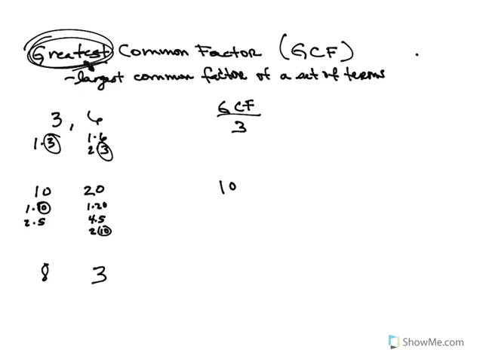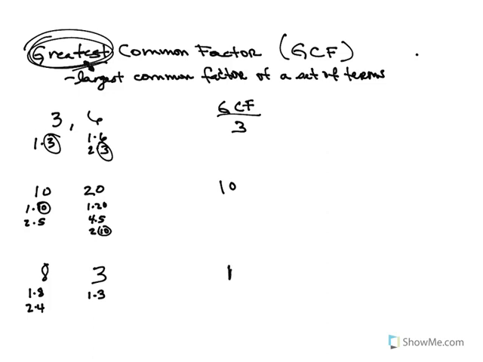Okay. Let's look at 8 and 3. We're looking for the greatest common factor between 8 and 3. So 8 is 1 times 8, 2 times 4. 3 is 1 times 3. When we compare, they don't have anything in common except a 1. So the greatest common factor is 1.